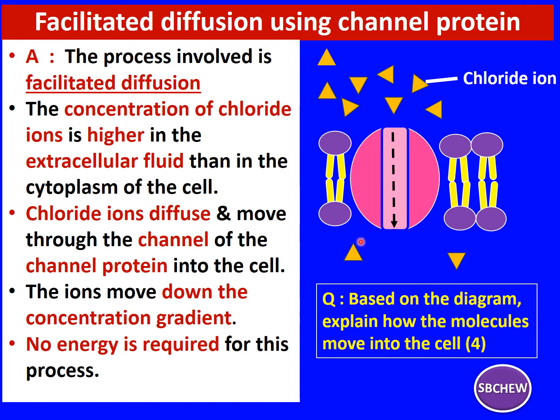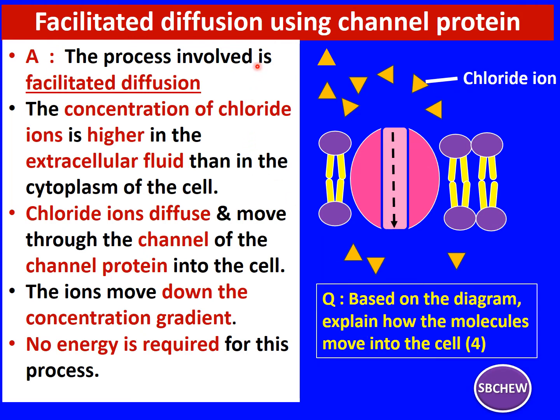So you have to analyze the diagram first, and we see that this is something like a channel protein with the channel in the center. Next, we can see that there are many molecules outside the cell, and inside the same type of molecules are less. So these molecules are moving down the concentration gradient from a region of high concentration to a region of low concentration. So this is a type of passive transport, and it is actually facilitated diffusion because it uses a channel protein.